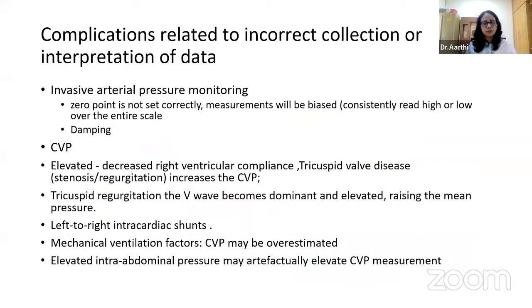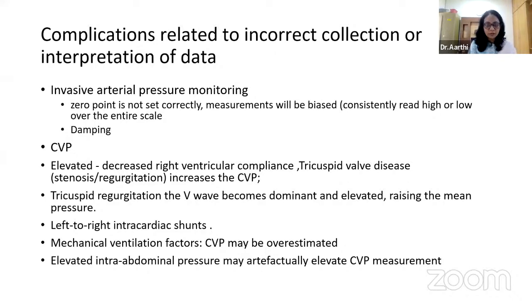So now we have discussed how we interpret different invasive hemodynamic monitors. Now we need to understand what the complications related to these invasive hemodynamic monitors are. In patients with arterial blood pressure monitoring, one needs to be very sure about zeroing. The zero reference point is very, very important with respect to measurements of arterial blood pressure in different scenarios.